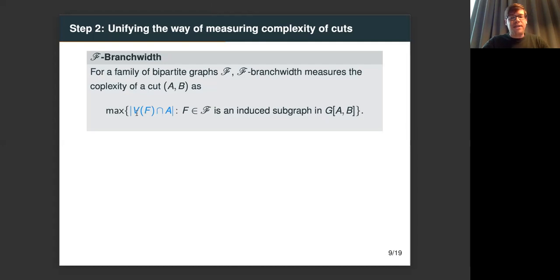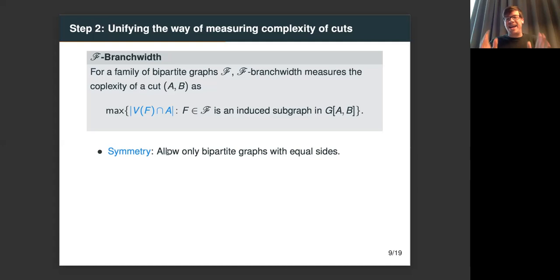All right, but now, since we're considering only the vertices on one side of the cut, we require some kind of symmetry constraint. And first of all, we only want to allow bipartite graphs that have equally sized sides. Sorry, this is a typo here.